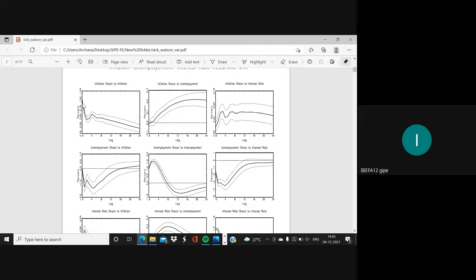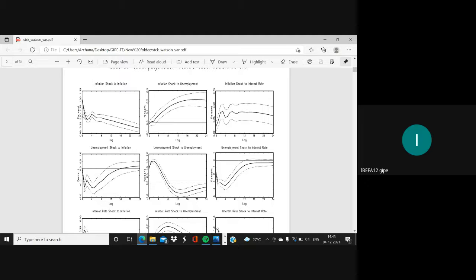The shock is happening only at one particular point of time. In the next period, there is no shock. But the effect of that single shock is being felt throughout time through your yt minus 1 and the other lagged variables. So you'll find that the effect of that shock remains, and that's what you're seeing.